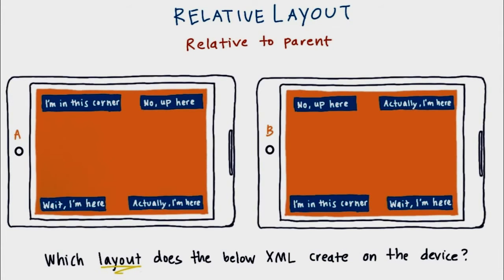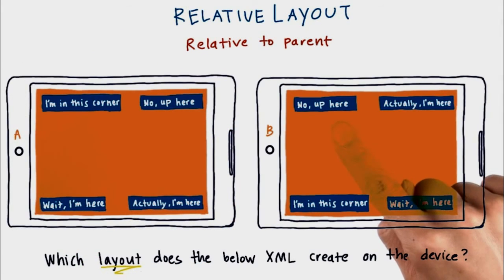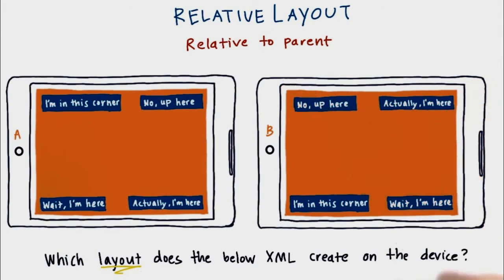Going back to the quiz screen, the text view "I'm in this corner" is in the bottom left edge of the screen. The next text view says, "No, up here." This is aligned to the parent's top and left edges. That puts it in the top left corner of the screen. And indeed we see that "No, up here" is in the top left corner of the screen.